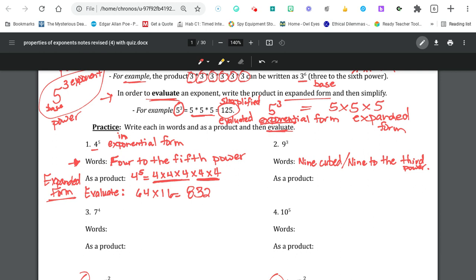Either way is fine. Okay, now as a product or, again, what we call expanded form when we write it out, that's just 9 times 9 times 9. And you all, that's a perfect cube. You should be familiar with what the answer is. If you simplify, evaluate that, that's 729.